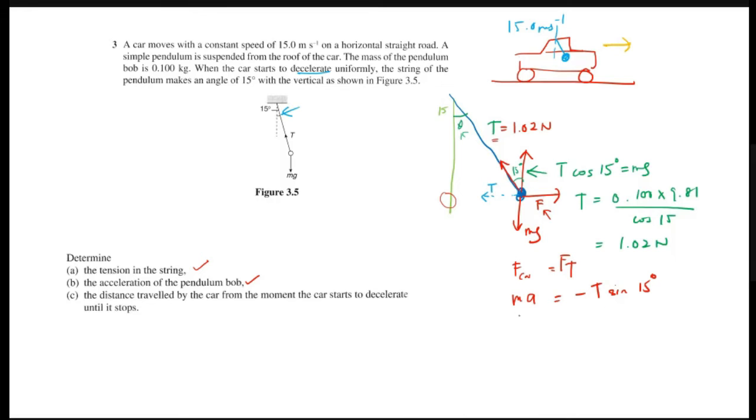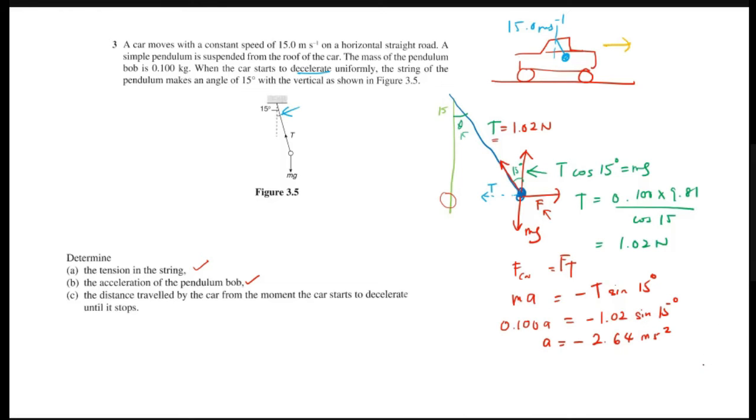Okay, that's the acceleration of the car itself, and the mass of the pendulum bob here, M. So what you have here is 0.100 a equals negative 1.02 sine 15 degrees. And so the acceleration of the car is negative 2.64 meters per second squared. It's negative because it's decelerating.